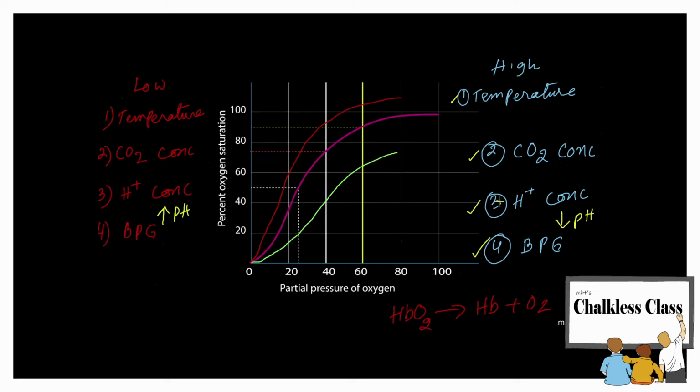The effect of hydrogen ion concentration on the formation of oxyhemoglobin, or percent oxygen saturation, is called Bohr's effect. In Bohr's effect, the curve moves from left to right. Reverse to that, when the temperature is less, carbon dioxide concentration is less, hydrogen concentration is less, pH is more and BPG is less, at that time this curve moves to the left side, this side.